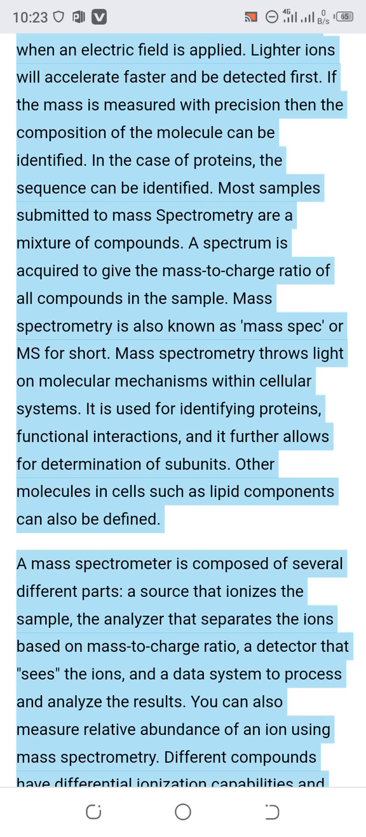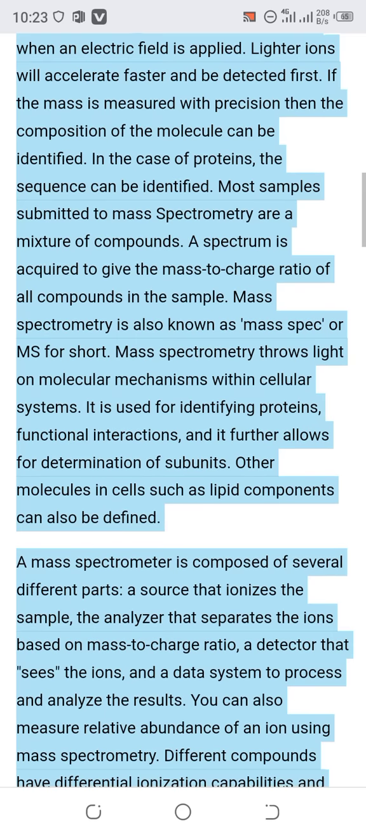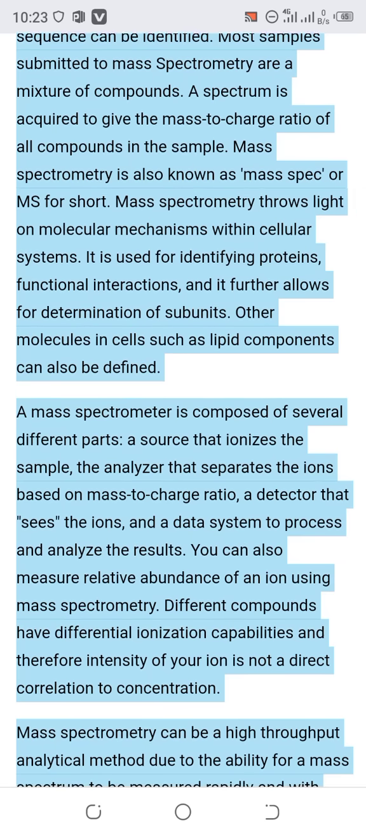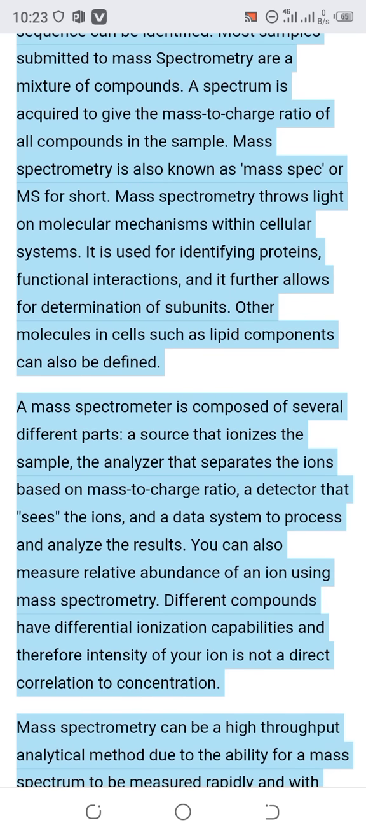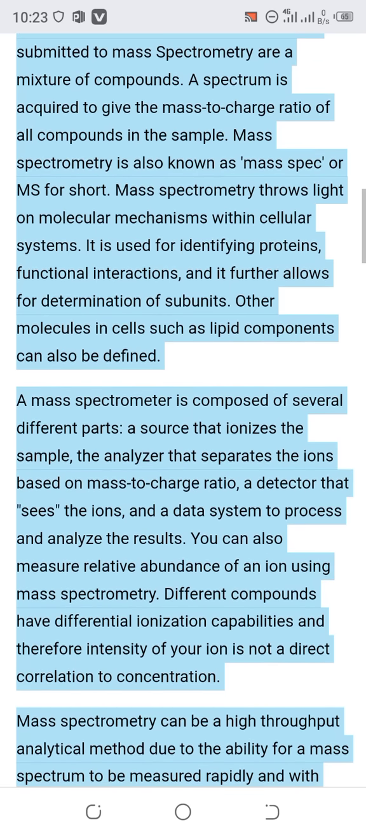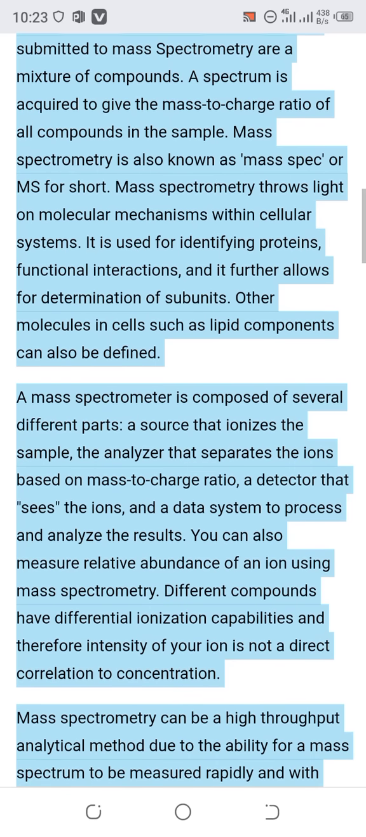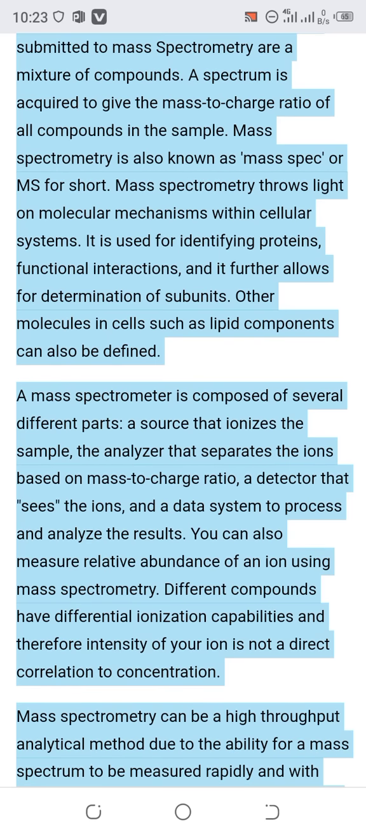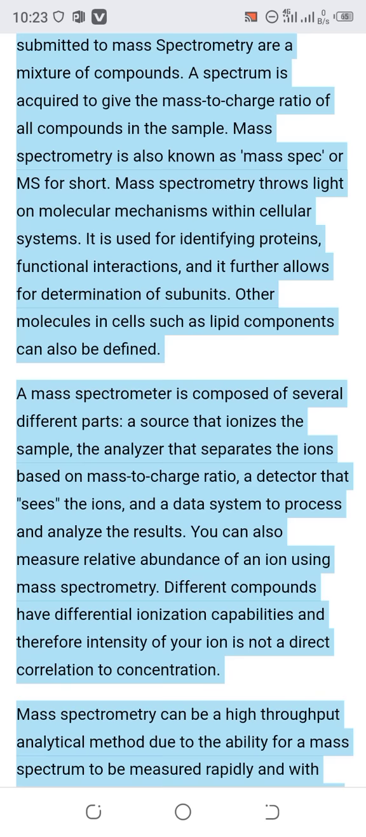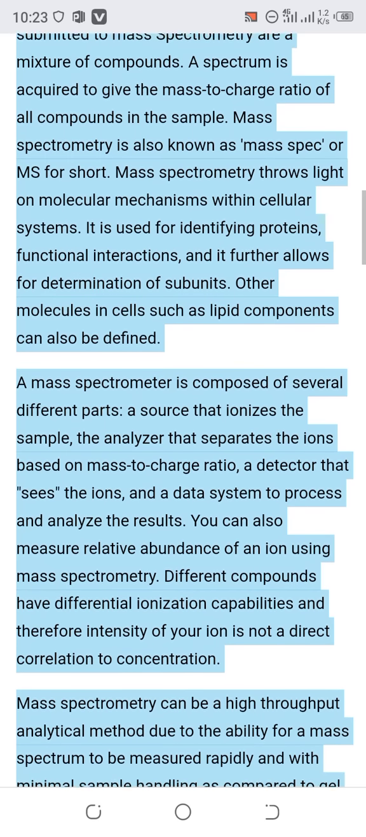Mass spectrometry throws light on molecular mechanisms within the cellular system. It is used for identifying proteins, functional interaction, and it further allows for determination of subunits. Other molecules in cells, such as lipid components, can also be defined.